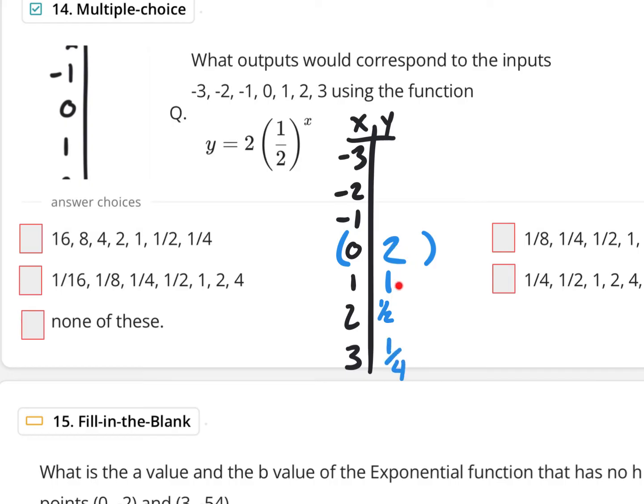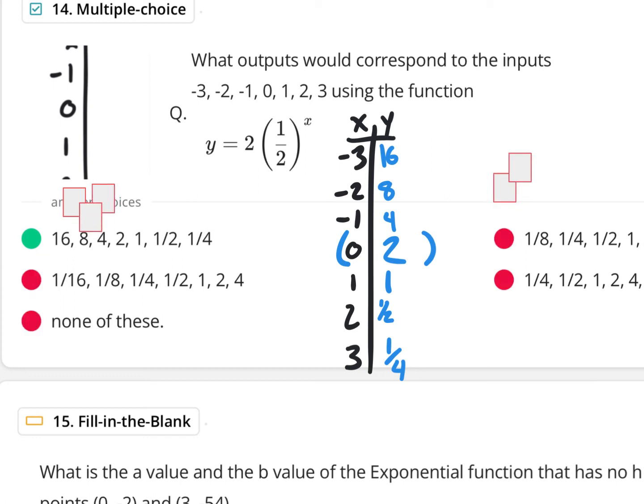So if you're multiplying by half this way, then you're going to be dividing by half this way, which is really multiplying by 2, right? 1/4 times 2 is 2/4. 2/4 reduces down to 1/2. 1/2 times 2 is 2 over 2, which is 1. 1 times 2 is 2. 2 times 2 is 4. And then 8, and then 16. So the corresponding outputs for the inputs -3, -2, -1, 0, 1, 2, 3 are 16, 8, 4, 2, 1, 1/2, 1/4. There's your correct answer. Everything else is incorrect. Let's move on.